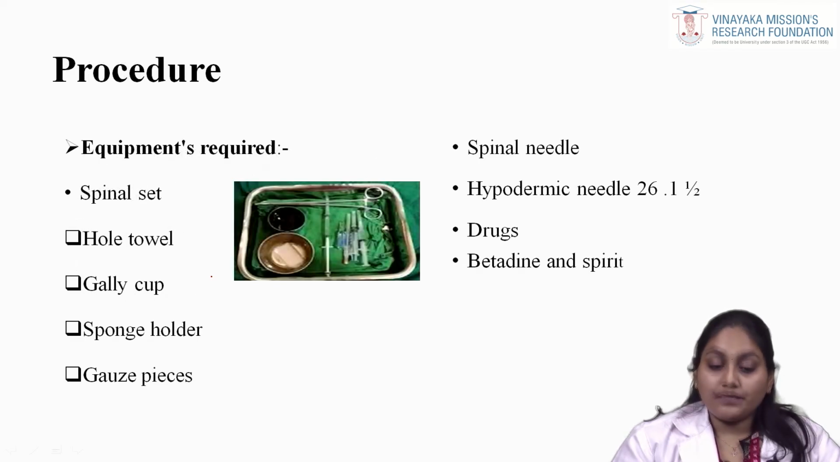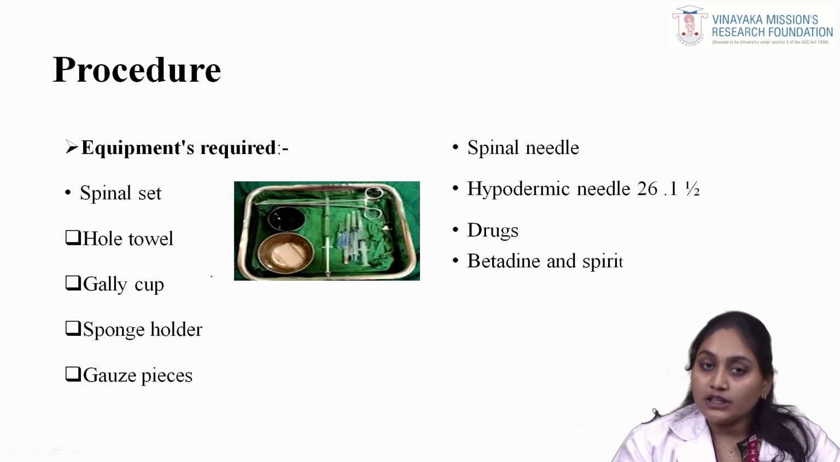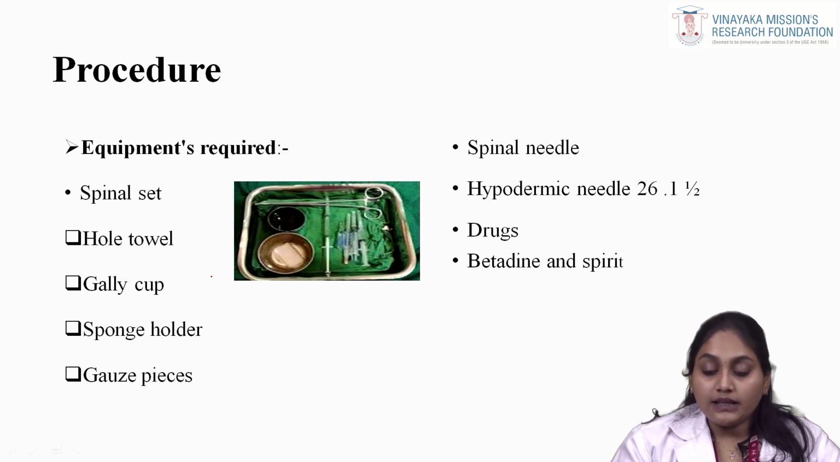Coming to the procedure. Equipment used. First, the main thing, spinal set we need. Inside the spinal set, we have hole towel, galley cup, sponge holder, gauze piece. Other than spinal set, we have to keep ready spinal needle. As I told you before, there are 2 types of spinal needle, most commonly used is Quincke, dura cutting needle. Spinal needle, hypodermic needle, 26 1.5 hypodermic needle, drugs, betadine and spirit.